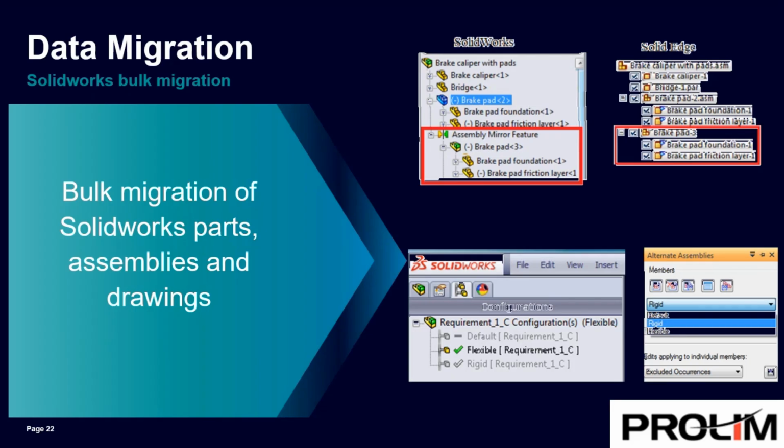And then again, this tool is great for the bulk migration. So, it basically brings over everything. We can see that the assembly structure has been migrated with the same sequences that it presented in SolidWorks. So even the assembly configurations have been migrated.